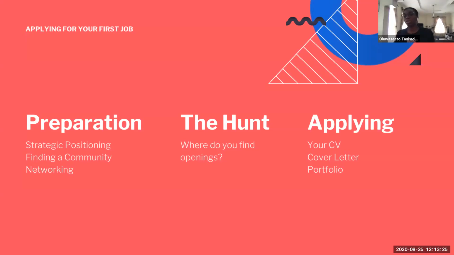Now we're going to the hunt. So how do you find openings? Because we know that jobs are hard to find, all of that. Remember the networking you did before, the community and establishing a relationship. So now that you've built this network, when a job comes up, who would the person you networked with think of first? Or if your name comes up, don't you think they'll give you more priority over the other person that hasn't spoken to them before? Exactly. That is how networking helps you, because you've built that relationship before.